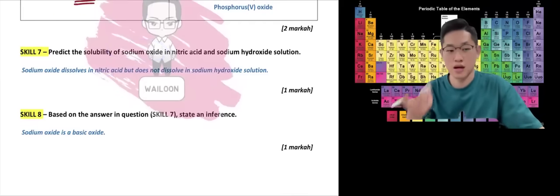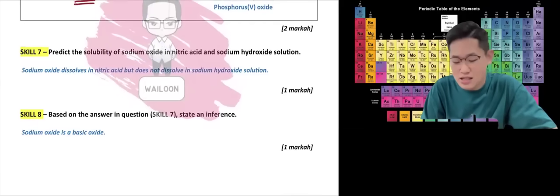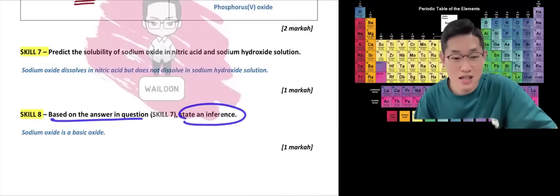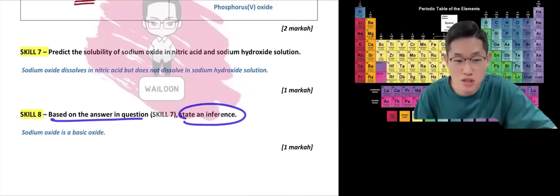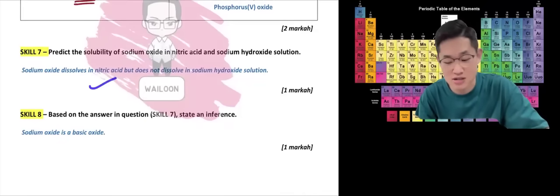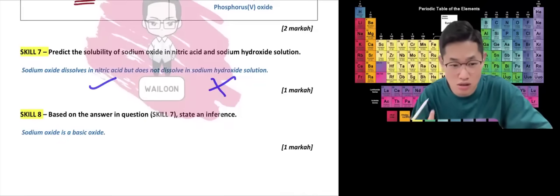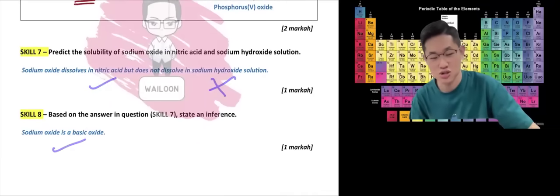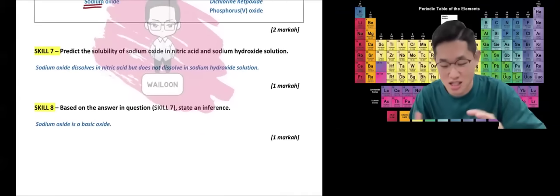Prediction. Then lastly, based on the answer in question 7, state an inference. So it's like you have to give me a conclusion based on the result. Sodium oxide dissolves in acid, but does not dissolve in the alkali solution. So what's the conclusion? So sodium oxide is a basic oxide. Just like that. So this is a similar question, okay?